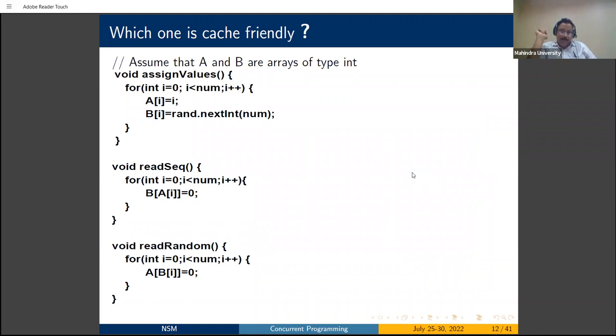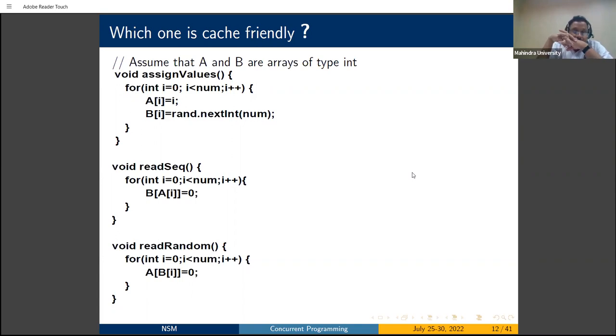Here there are two functions. The first one is read sequential, and the second one is read random. In those two functions, we are accessing the elements from the arrays A and B. In the function assign values, there are two arrays, A and B. A of I equal to I means array A is initialized with the elements 0, 1, 2, 3, and so on up to num minus 1. B is initialized with some random number between 0 and num.